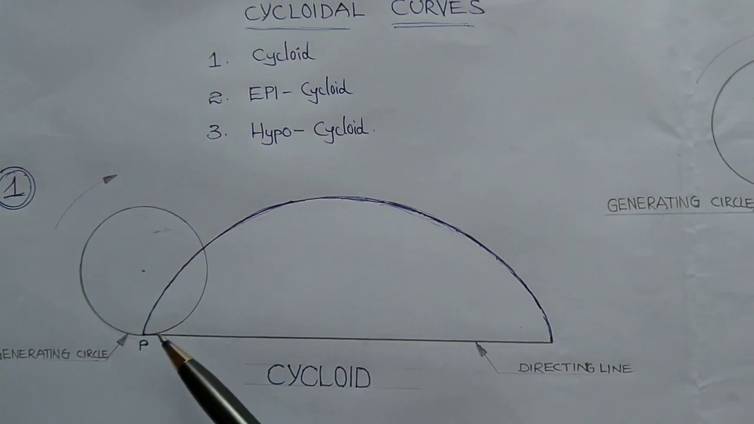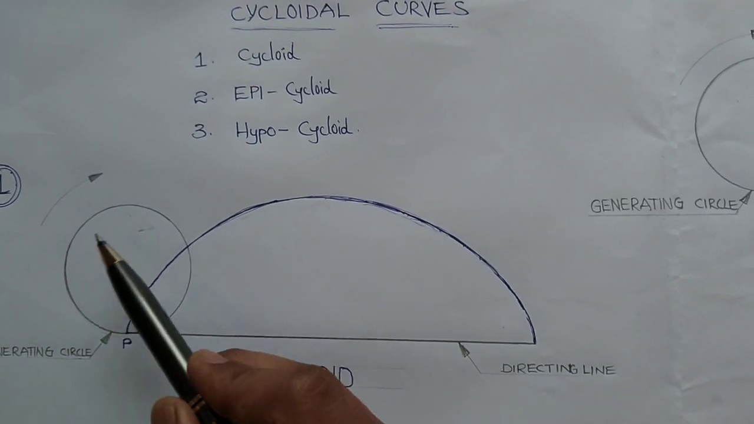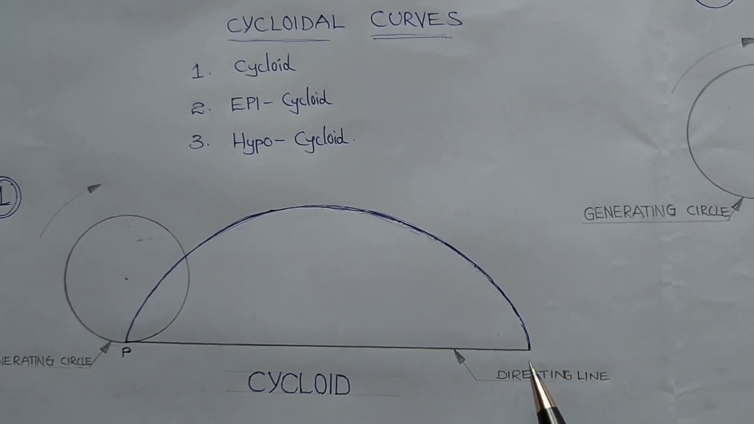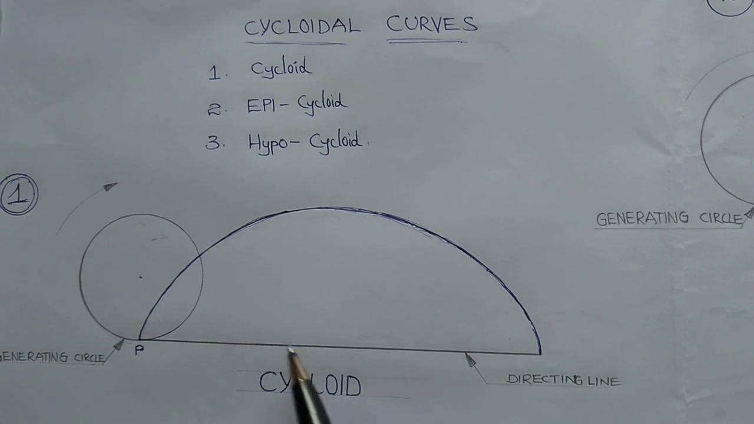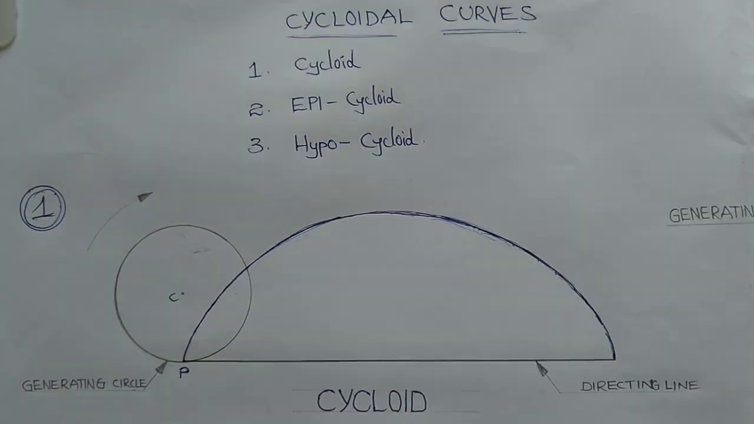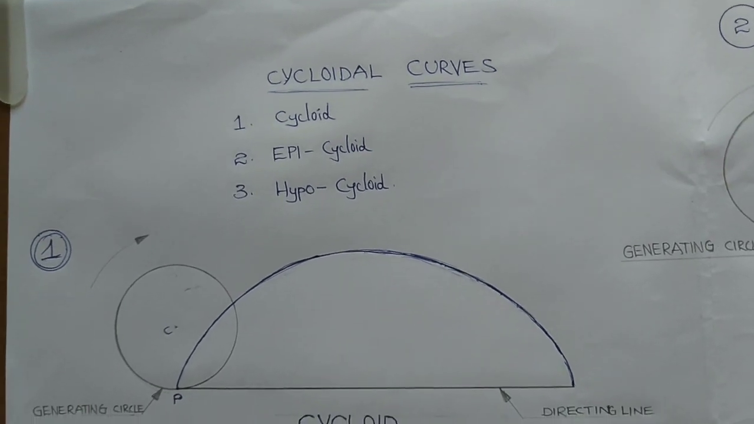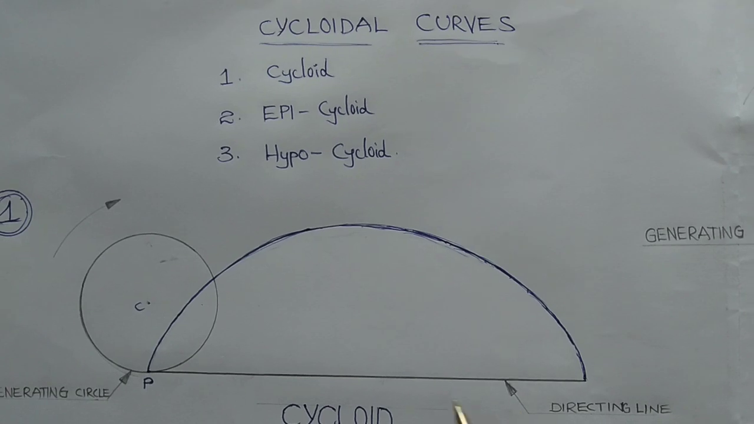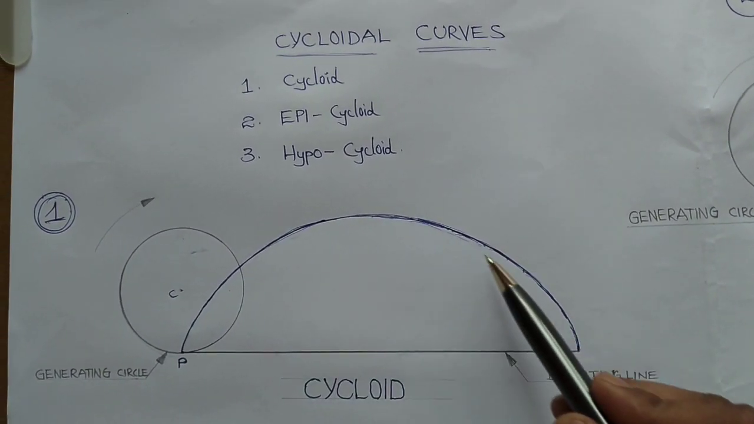In this way, we will be getting the path of the point P while moving the circular plane surface on the directing line at 360 degrees. That means one complete revolution of the circle. So this curve is called cycloid. Here we can see the generating circle and directing line. This is the directing line, and this one is our cycloid.